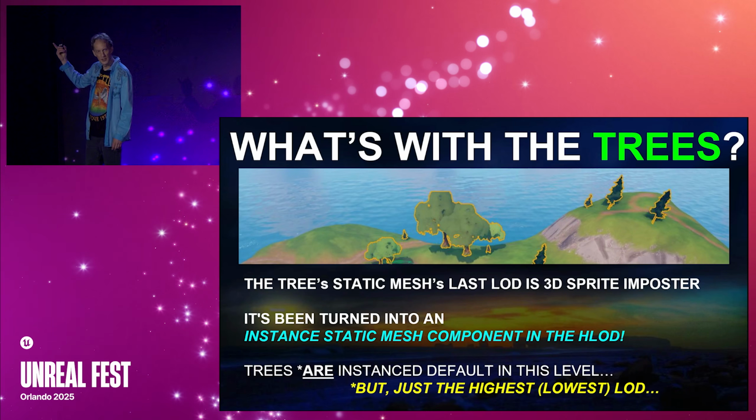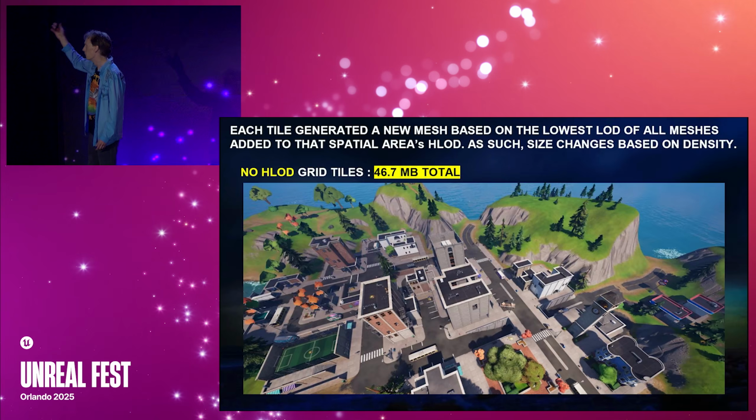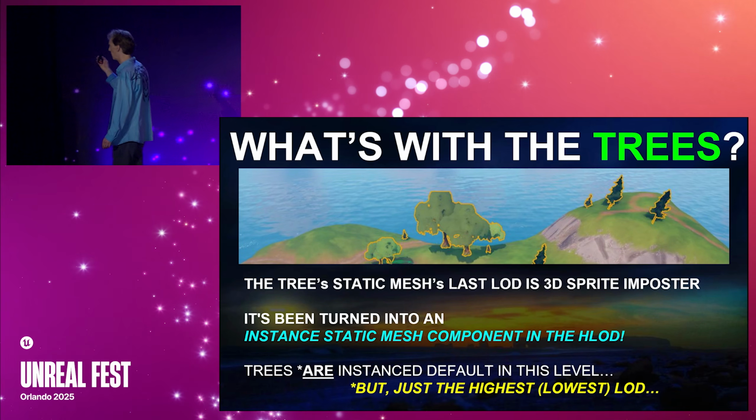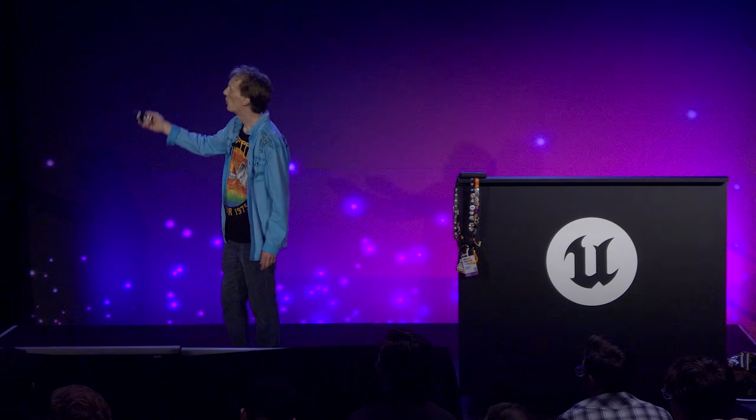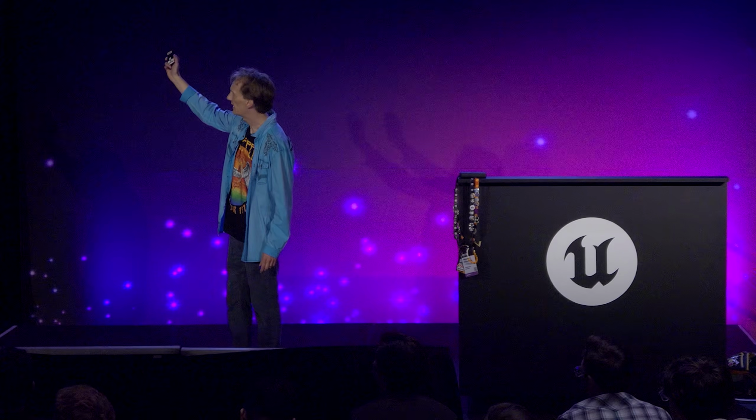What's up with the trees? These beautiful trees can be instanced. So that means we can put a whole bunch out there. But they wouldn't be interactable at this point. But that's a really nice part. And we've known that about Fortnite. So with no HLODs, we got 46 megs.